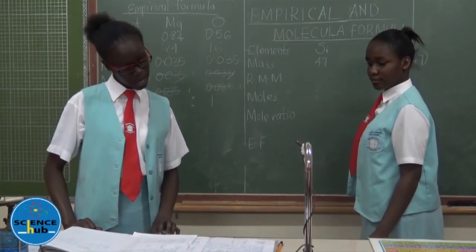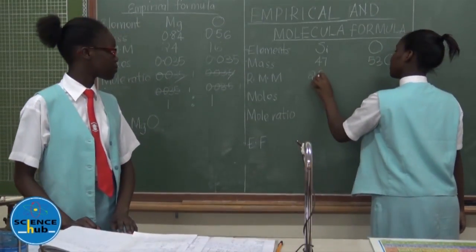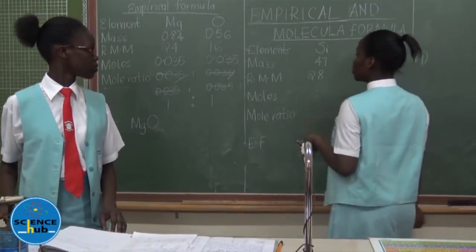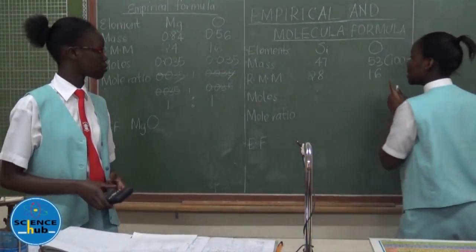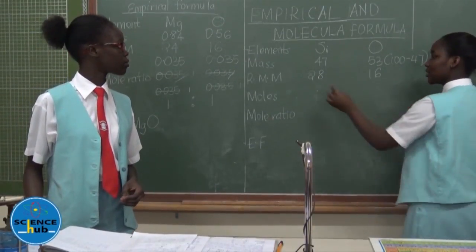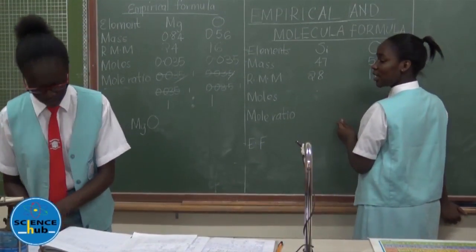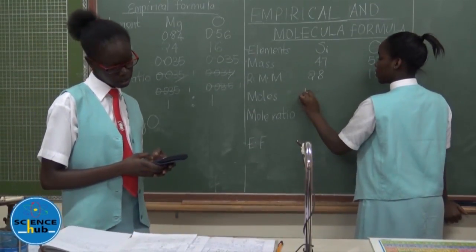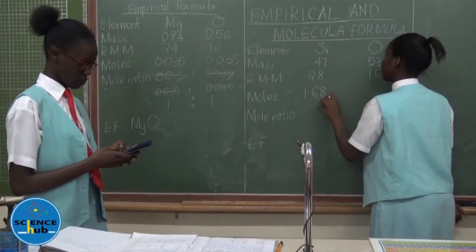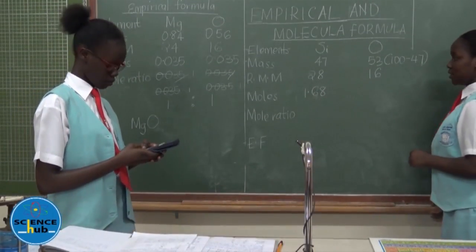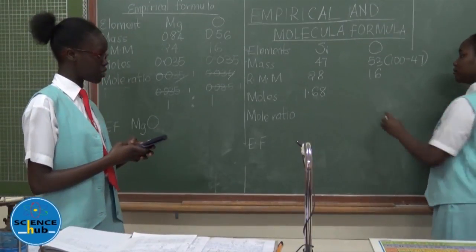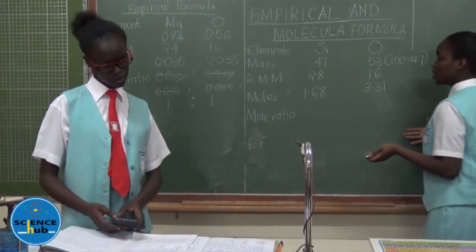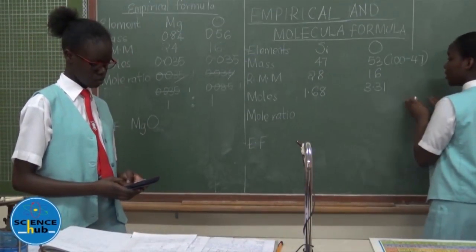The relative molecular mass of silicon is 28, whereas that of oxygen is 16. Moles are calculated by dividing mass by the relative molecular mass. 47 divided by 28 is 1.68. For oxygen, 53 divided by 16 is 3.31. So in this case, the moles are 1.68 and 3.31.